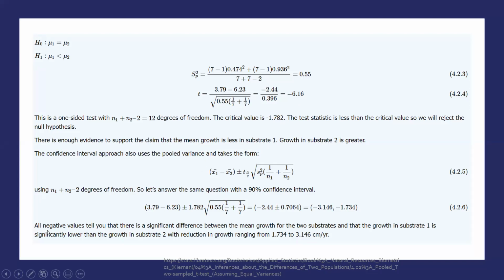And the confidence interval approach for variance was used, and it was decided at a 90% confidence interval with degrees of freedom. All negative values tell you that there is a significant difference between the mean growth of the two substrates. So it showed that substrate 1 has significantly lower growth than substrate 2. So this all depends on how our t-test value comes out compared to the critical value. So the test statistic is less than the critical value. So in this case, we will reject the null hypothesis.